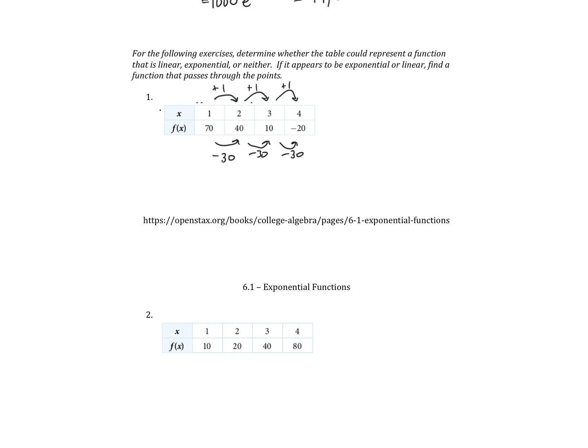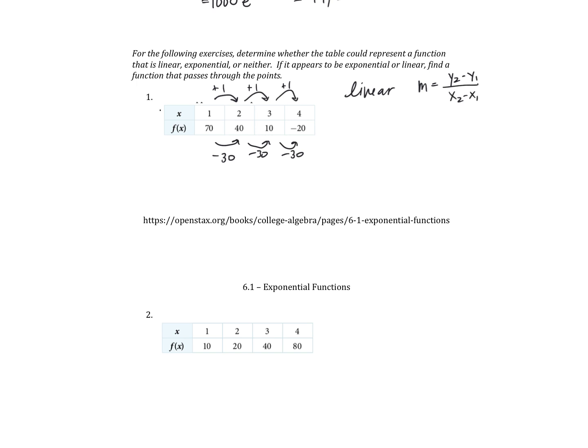So since I'm subtracting the same value each time, this would be linear. So for every 1 increase in x, we decrease 30 in y. So that is a linear function. To find the linear function for this, first we need to find a slope. So you need to remember the slope formula. So it's the difference in y over the difference in x's.